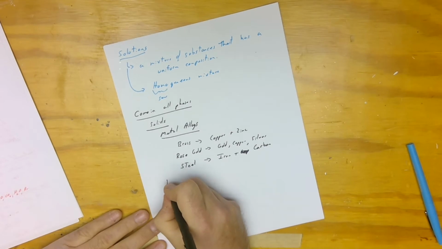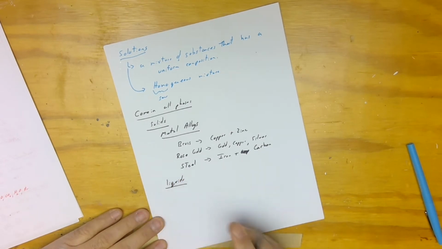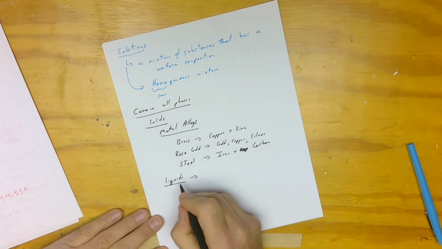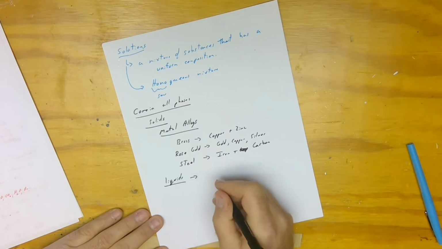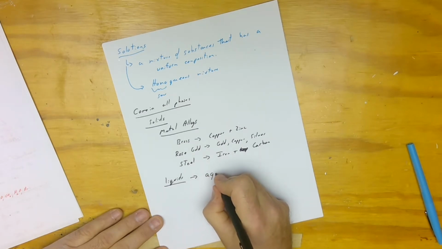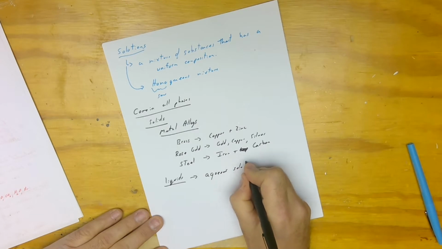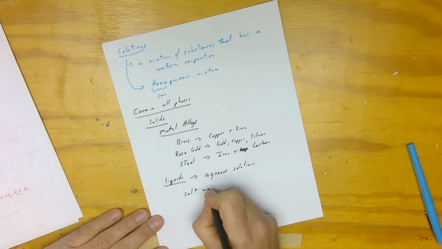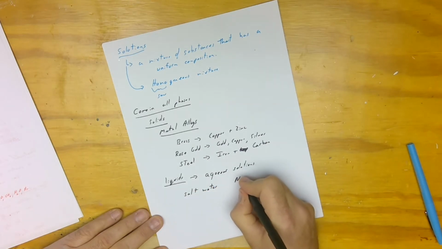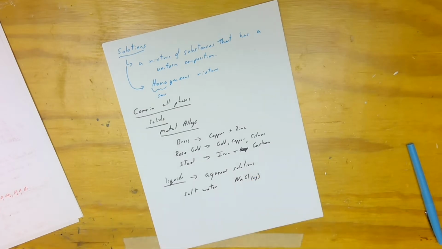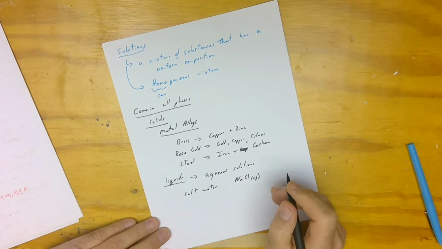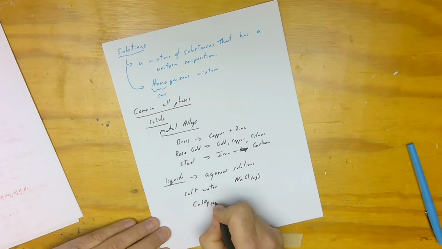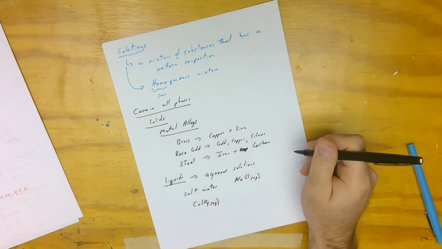Of course, we have liquids that are solutions, and these are the ones that we're most familiar with. They're the easiest to work with. Remember, if it's a homogeneous liquid, we're really talking about aqueous solutions. Like our salt water, which would be NaCl aqueous. We could also talk about copper sulfate aqueous. So we've talked about these solutions before.